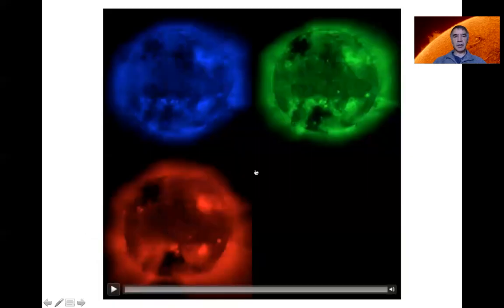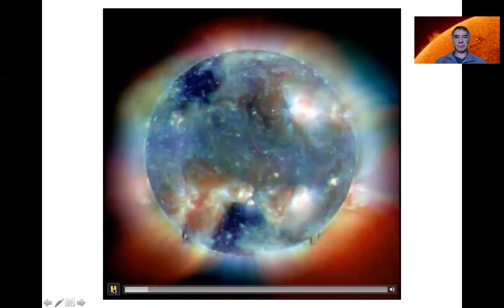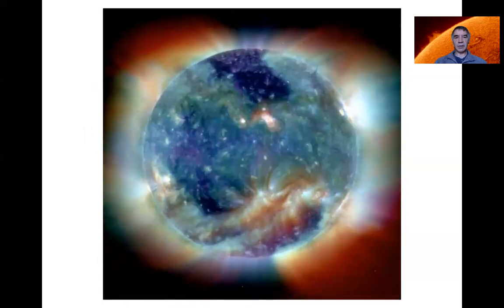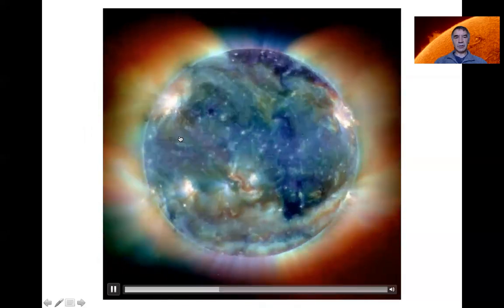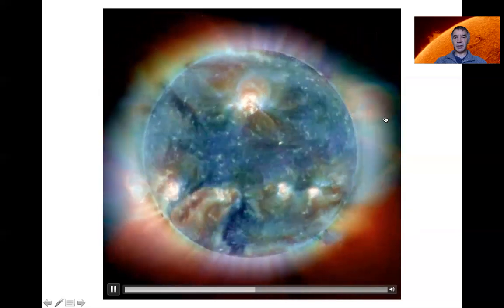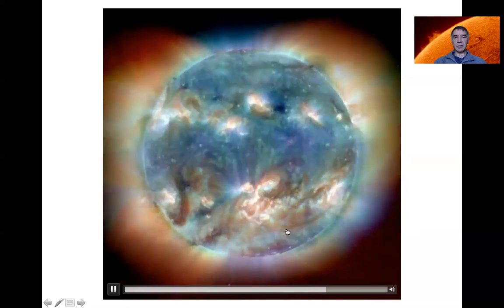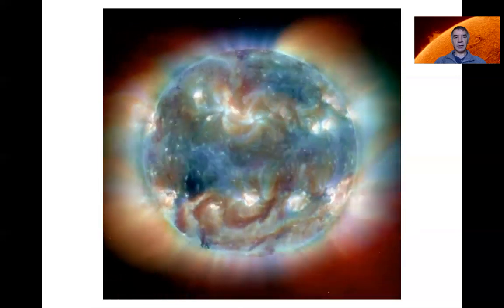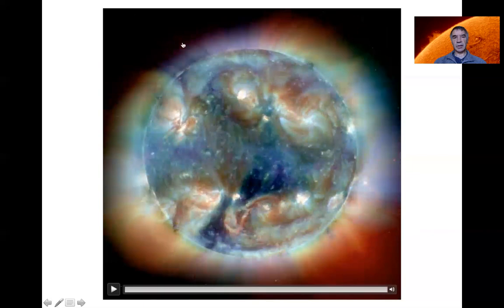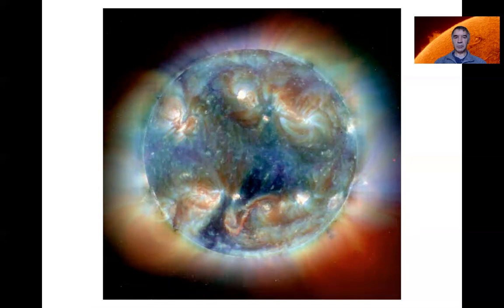Okay, the first one is going to merge in a moment into a multicolor image of the sun, so that you can see what's going on. Here we are over time, and you can see these active groups and the big loops constantly changing over time. You can see the size of these. Again, this gives you an idea of the extent of these loops that arch way up into the atmosphere.